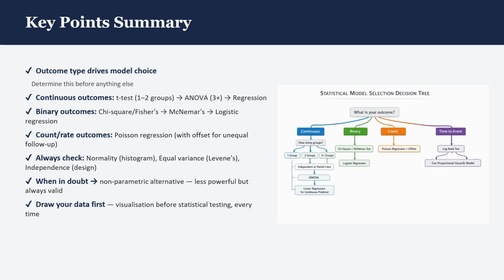The draw your data tip closes the loop. Statistics confirm what good visualizations suggest. If your histogram looks approximately normal, a parametric test is probably appropriate. If your scatter plot curves, a linear model is probably wrong. If your box plot shows dramatic outliers, non-parametric methods will be more robust. Visualize first, test second, always.